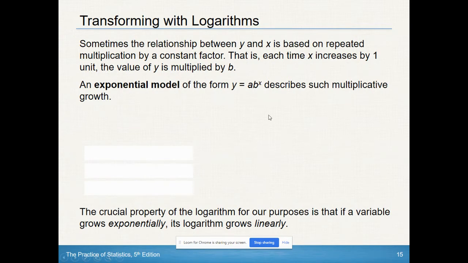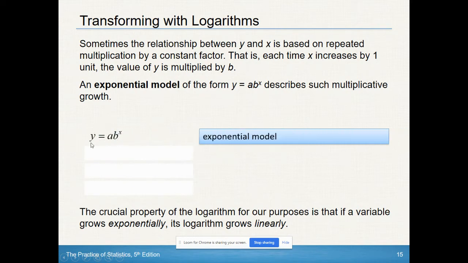Okay, so as I increase x by 1, if I start with x being 1, this is a times b. But if I increase x by 1 to 2, now it's a times b squared. Then it's a times b cubed, a times b to the 4th, a times b to the 5th, and so forth. So as you increase x by 1, you are multiplying what y results in by another factor of b.